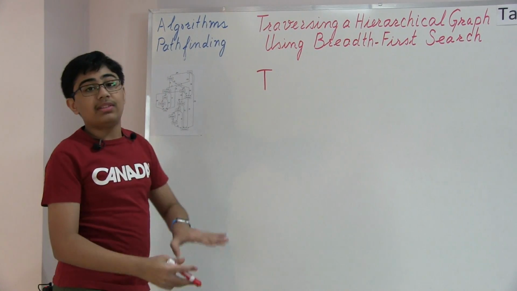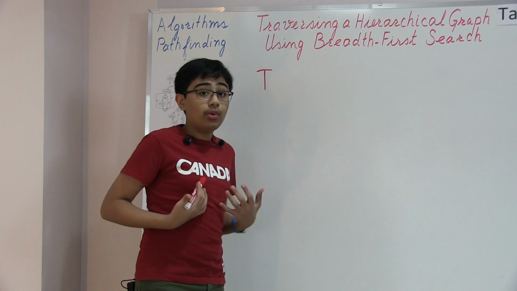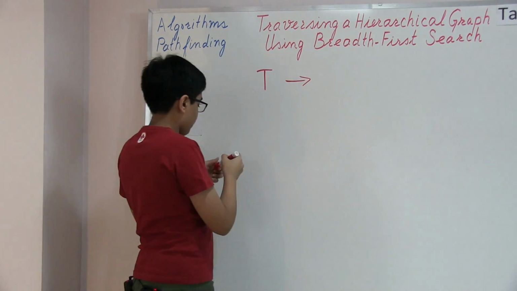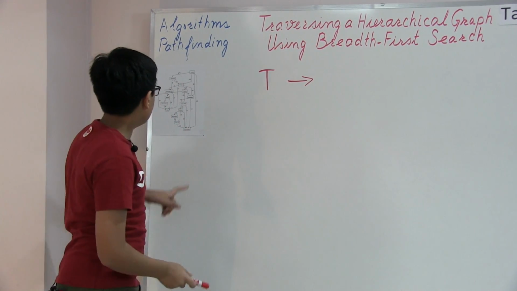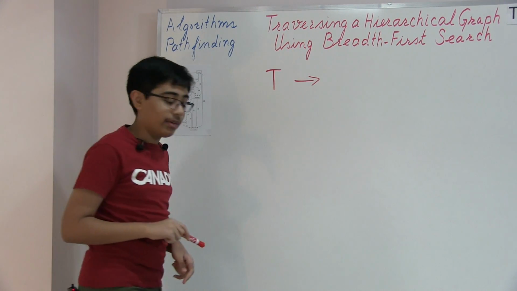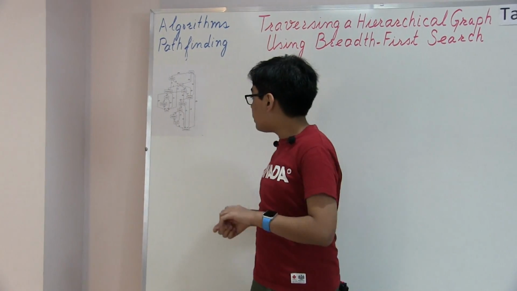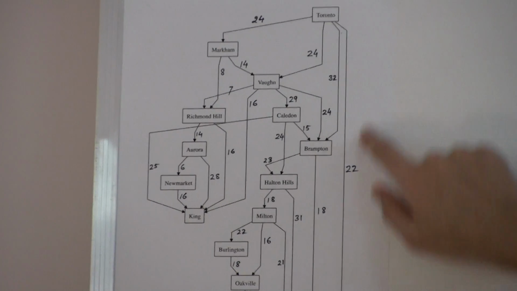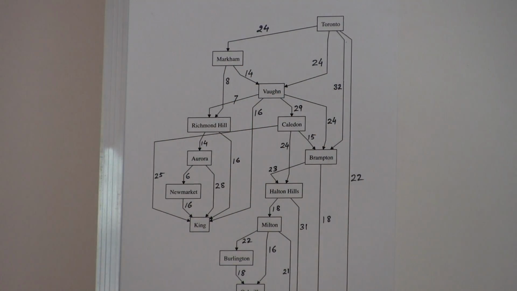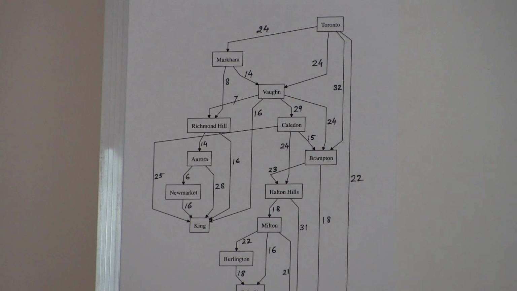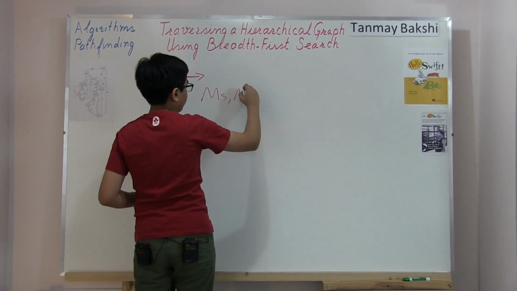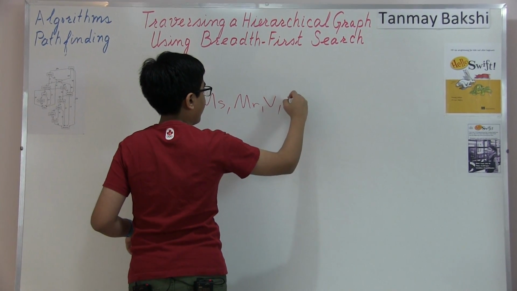Now, where all does Toronto take us? Where all can we go directly from Toronto on this graph? So what we do is we draw an arrow and we say, okay, we can go from Toronto to Markham, Vaughan, Brampton, and Mississauga. But if you take a look at the graph on screen, you see that Mississauga is 22 kilometers away, Brampton is 32 kilometers away, Markham is 24, and Vaughan is 24 as well. And so Mississauga is the least distant from Toronto, then Markham and Vaughan, and then Brampton. So what I'm going to do is I'm going to list it in that order. Mississauga, Markham, Vaughan, Brampton.